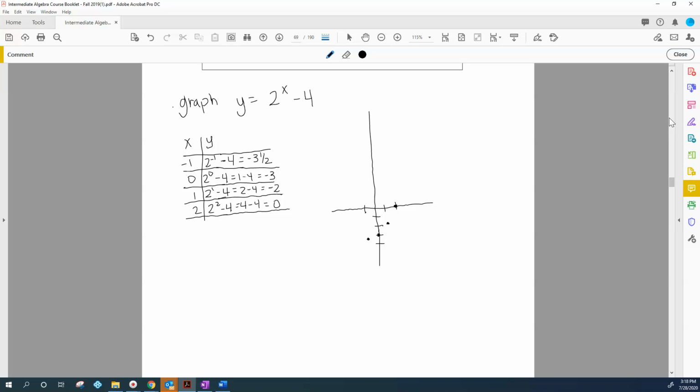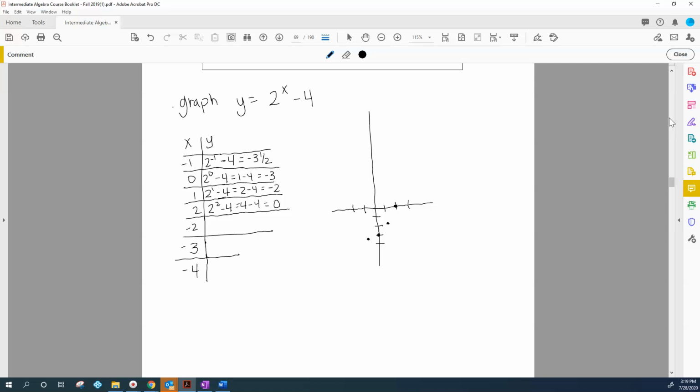But maybe I want to do just one more, so what is happening when x is -2? Maybe that would give me a little bit better idea. And what about when x is, let's say, 3? Actually, let's do -3. I'm going to go this direction first.